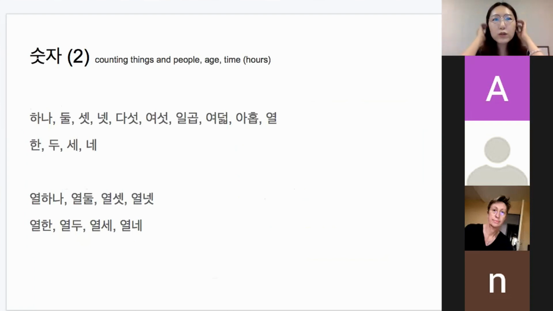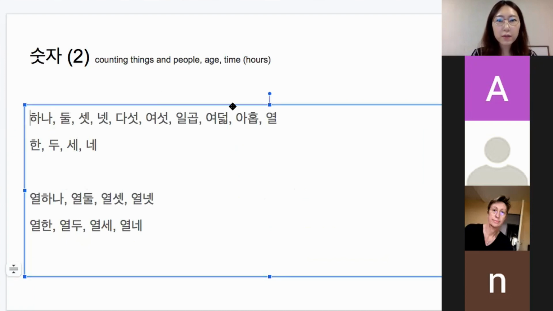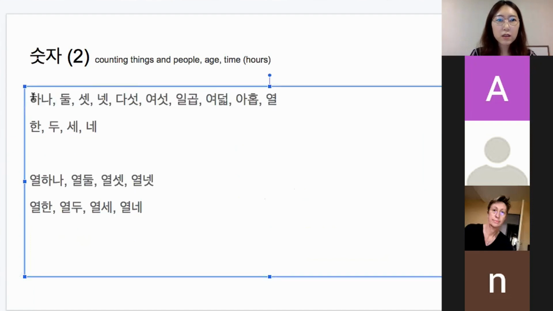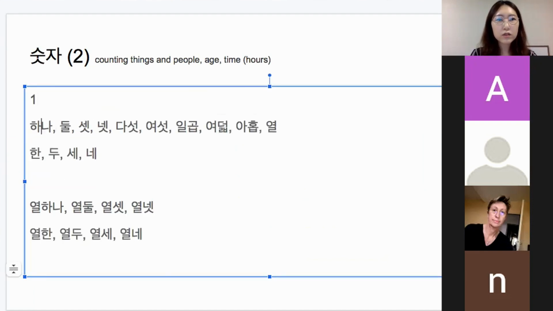Next one, there are two ways of reading Korean, saying Korean numbers. These are the second one. 1, 2, 3, 4, 5, 6, 7, 8, 9, 10. So this one is a little bit difficult for you, but we can speak out so we can practice together.